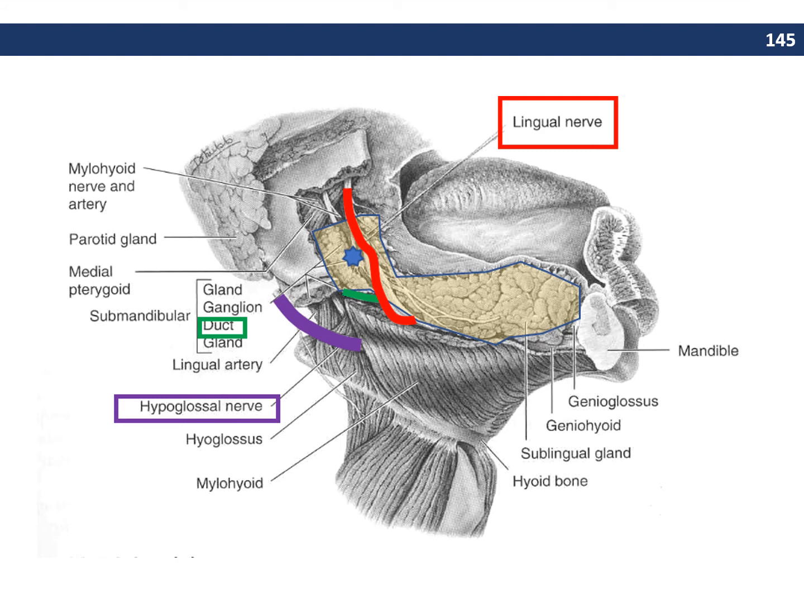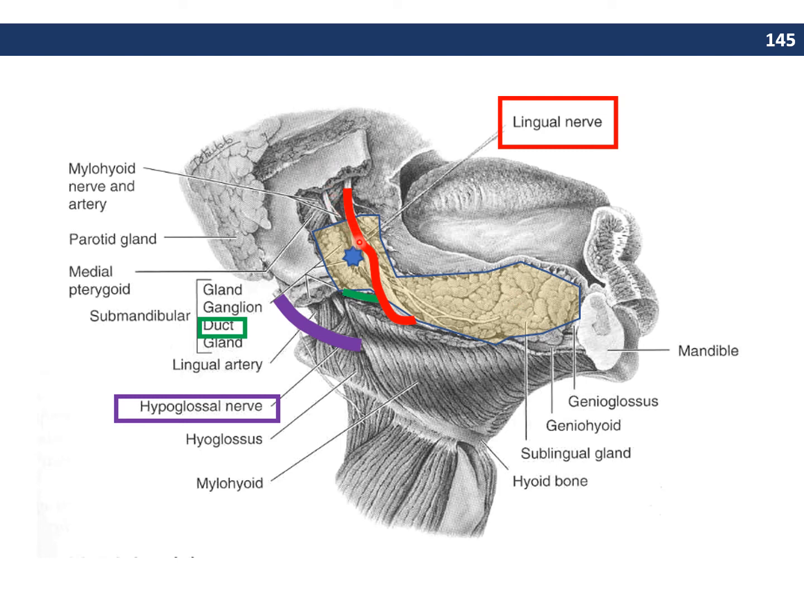So in this image, the ramus of the mandible and the body of the mandible have been removed. So we're looking from superficial to deep through the jaw. Notice the genioglossus here. What you can really appreciate here is the submandibular gland and the sublingual gland. Notice there isn't really a clear distinction between the submandibular gland and the sublingual gland on this picture.